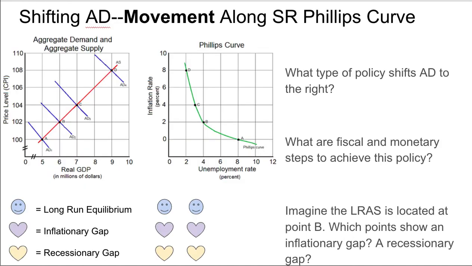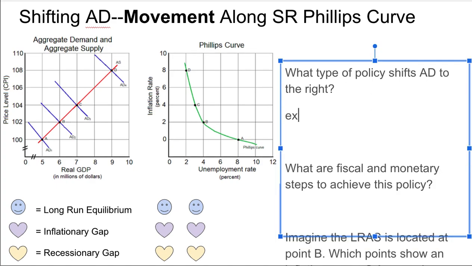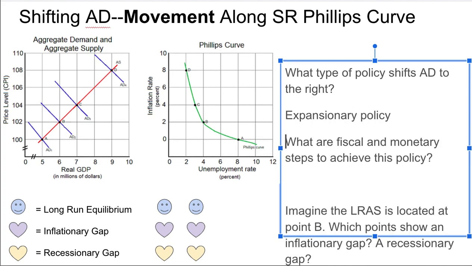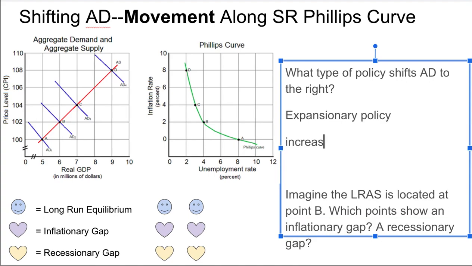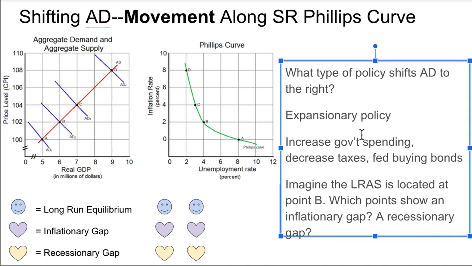So if we see a shift in AD to the right, which could come from what type of policy? That would be an expansionary policy. That could be with fiscal or monetary. And what are types of fiscal and monetary steps to achieve expansionary policy? Well, we could have an increase in government spending, we could have a decrease in taxes, and we could also have the Fed buying bonds. When we have expansionary policy, we'd see a shift to the right of aggregate demand.